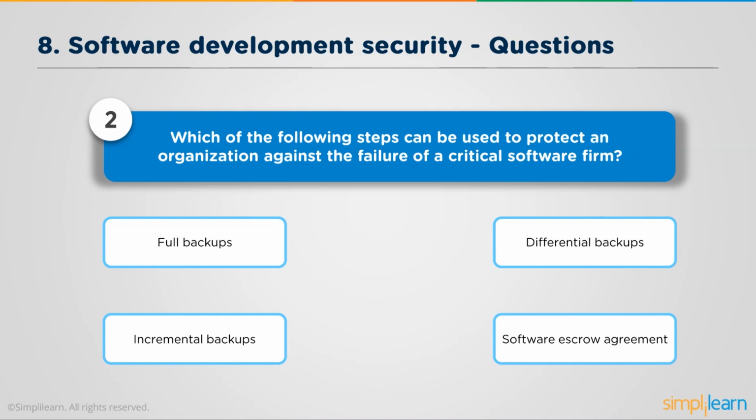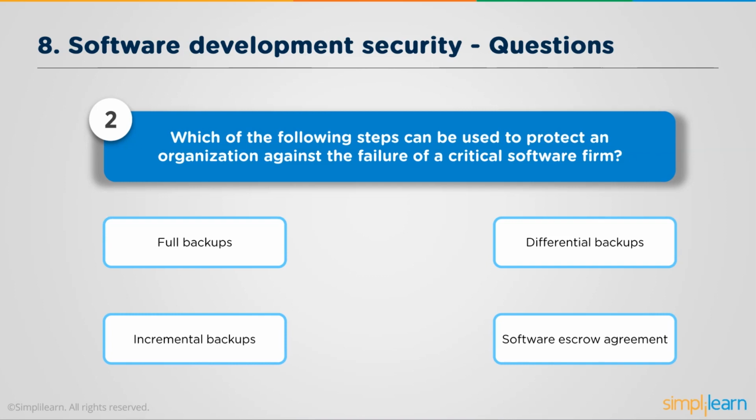So as we go in, we might even come across terminologies like RTOs, RPOs, recovery time objective and recovery point objective. And at that point in time, you want to look at how we want to recover from a data loss. And thus, you will come across solutions. Now, of the 4 options: full backups, differential backups, and incremental backups. And the 4th one, software escrow agreement. What is the difference between these?